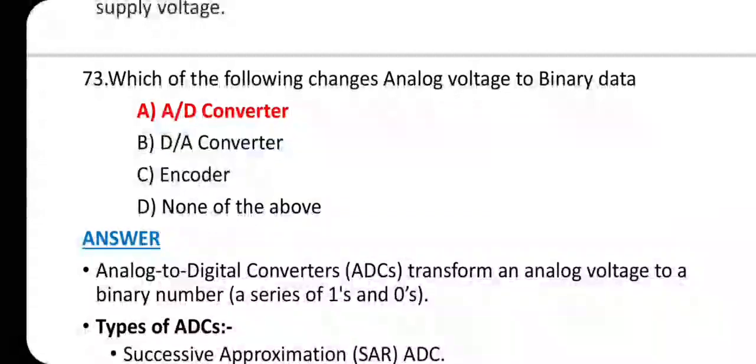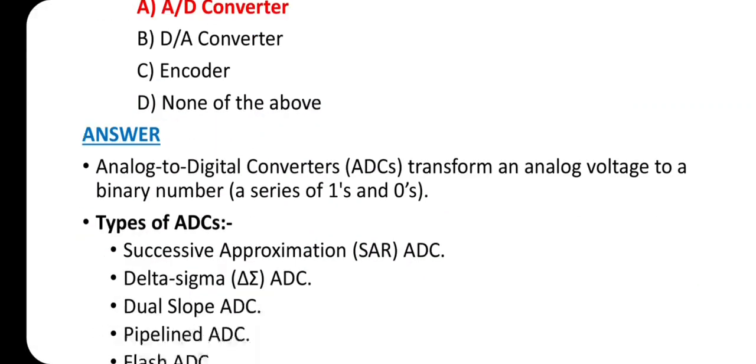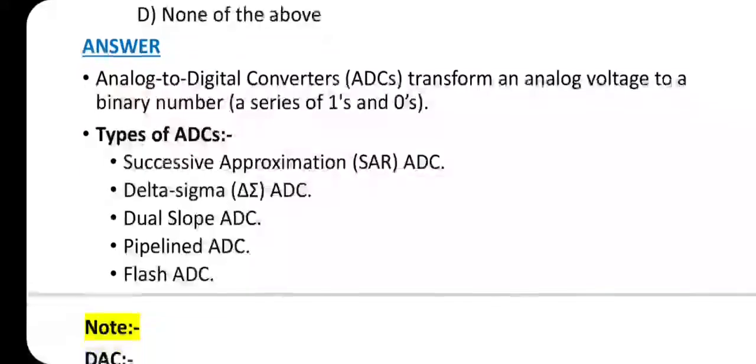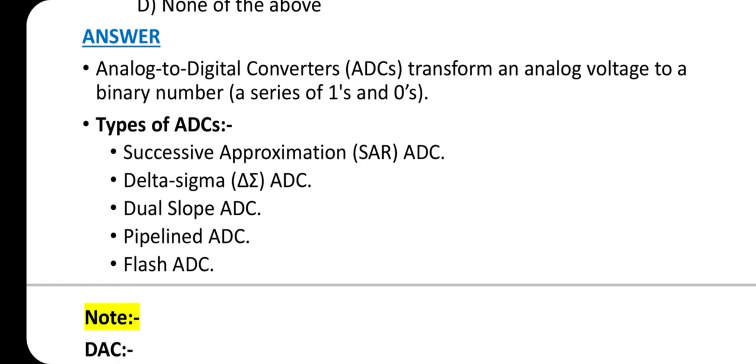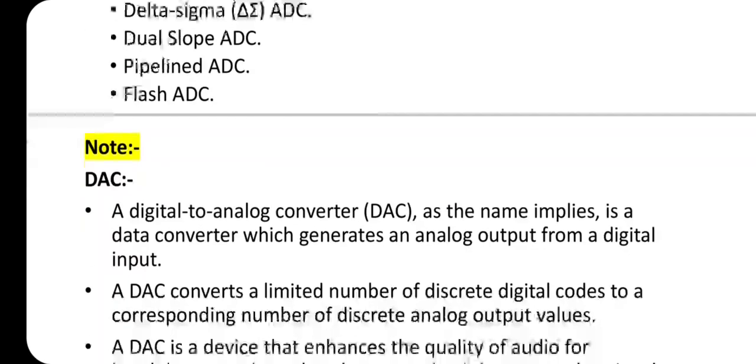Next is 73. Which of the following changes analog voltage to binary data? Answer is option A to D converter. Analog to digital converters, that is ADCs, transform an analog voltage to a binary number, a series of ones and zeros. Types of ADC, that is example of analog to digital converter used in digital system is successive approximation ADC, delta sigma ADC, dual slope ADC, pipeline ADC and flash ADC.